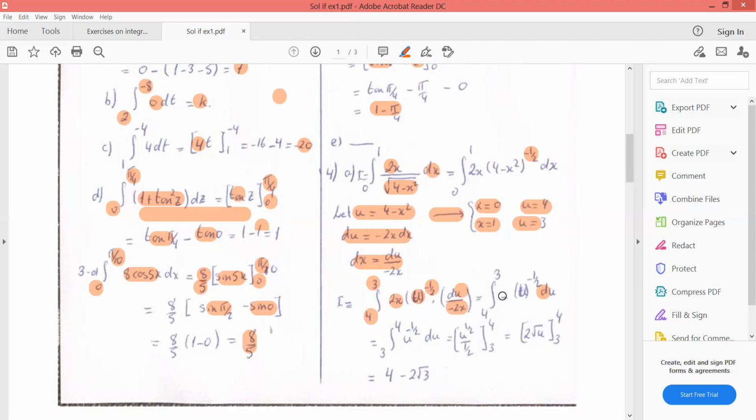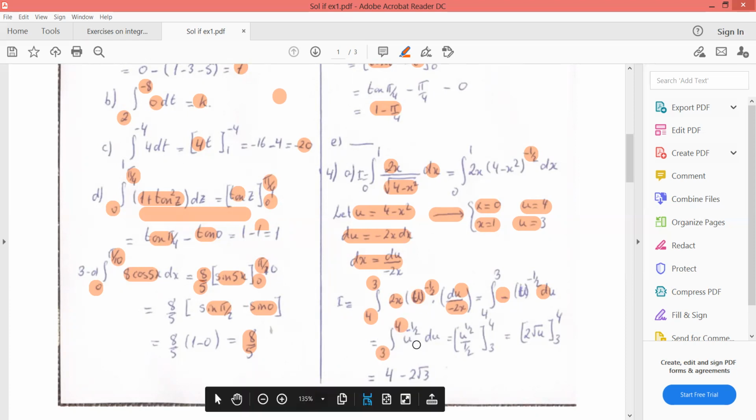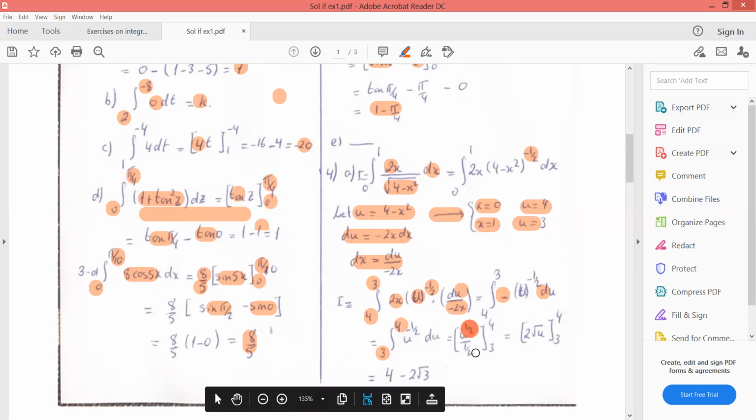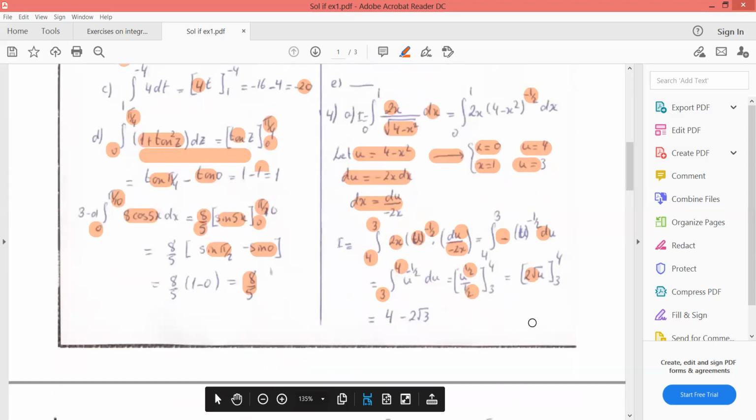If I have this minus sign, to cancel it I reverse the bounds. I can solve it without this step, but if I have a minus sign here, then the integral from a to b equals minus the integral from b to a. So we change the bounds: u to the minus half du. We add 1 to the power, so we get u to the half over half between 4 and 3, which is 2 radical u, and we get the result.